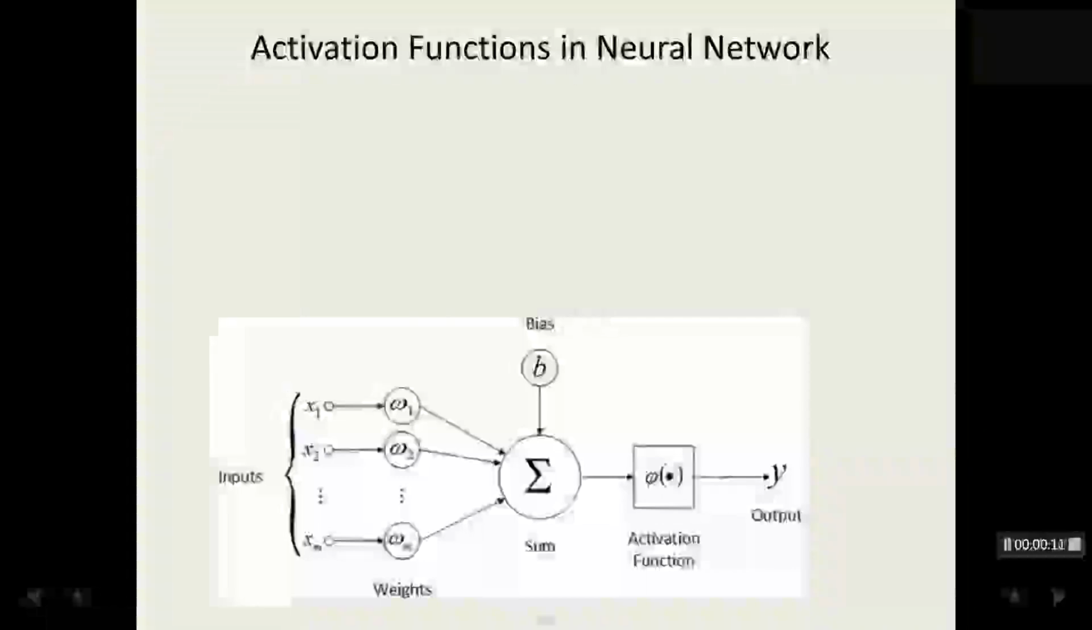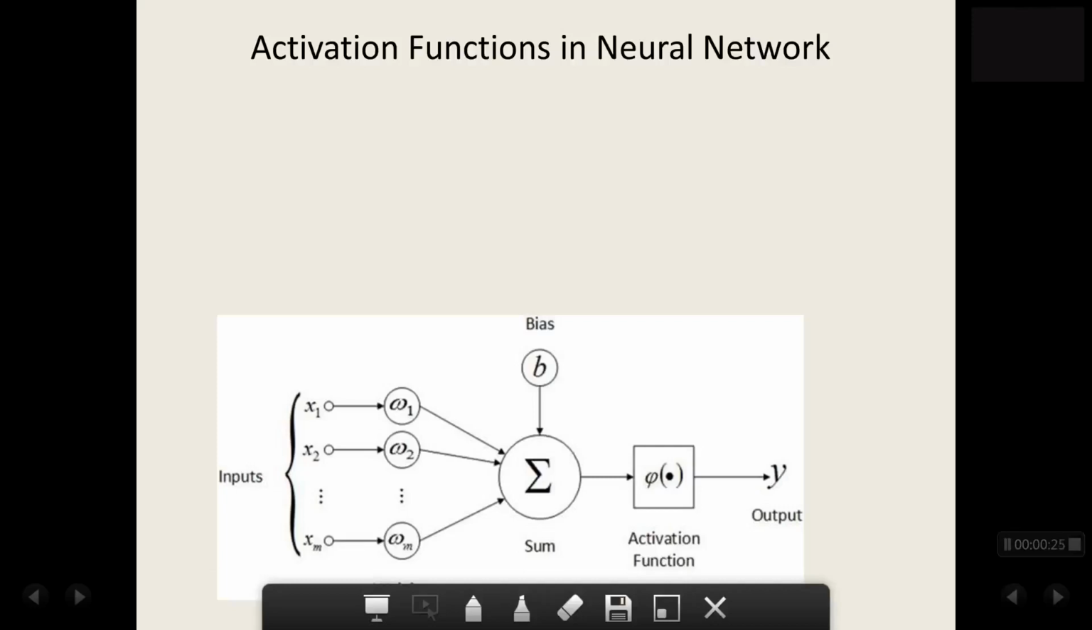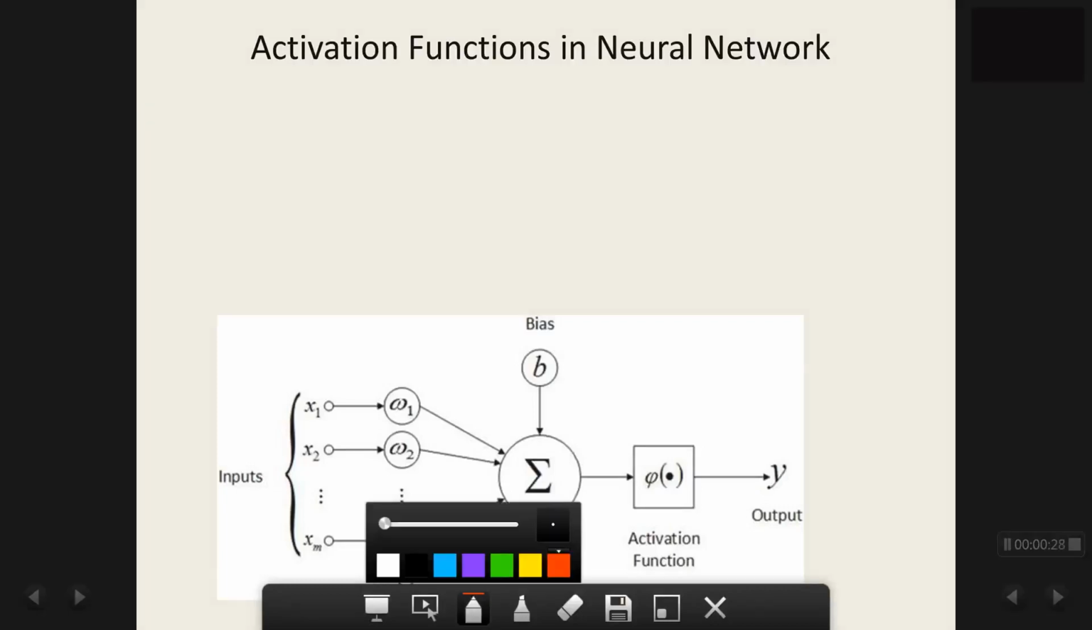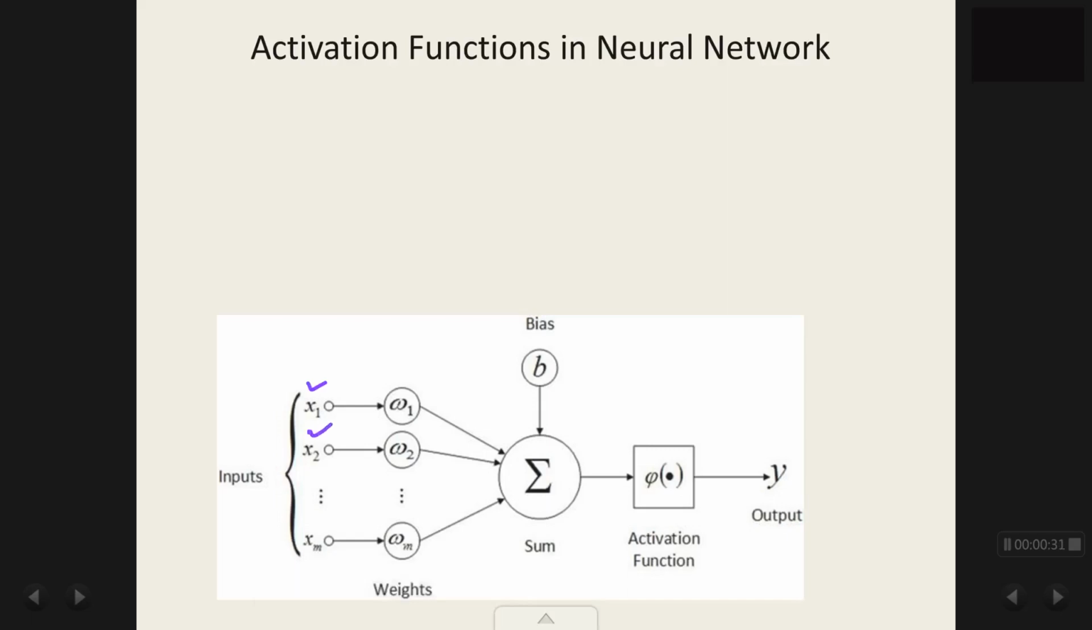Hello everyone. In today's lecture we shall have a look at the activation functions in neural networks. I have shown the basic structure of a neural network, and as you can see here there are some inputs present, x1, x2 up till xn. Each of them has been assigned weights w1 to wm, and then this is your summation. We will be taking the summation of the inputs, and the bias is also shown.